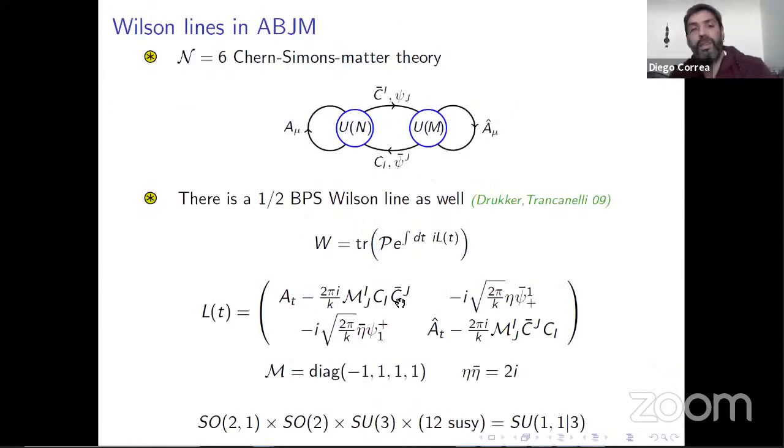Okay, so in what remains of the talk, I'm going to discuss these ideas in the context of Wilson lines in ABJM. ABJM is a three-dimensional theory where you have two Chern-Simons groups, if you want, U(N) and U(M), and different hypermultiplet matter in the fundamental and antifundamental of these groups. Of course, there is a half-BPS Wilson line in this theory.